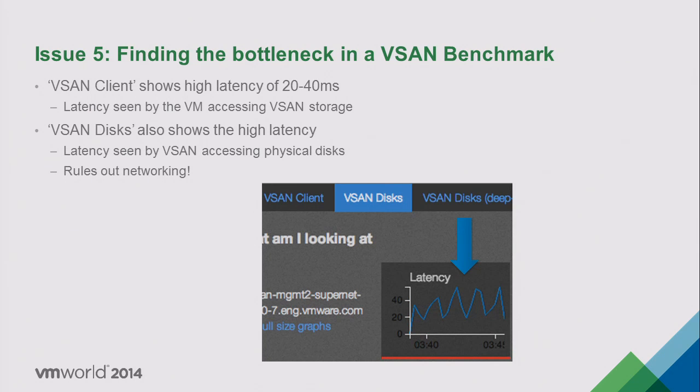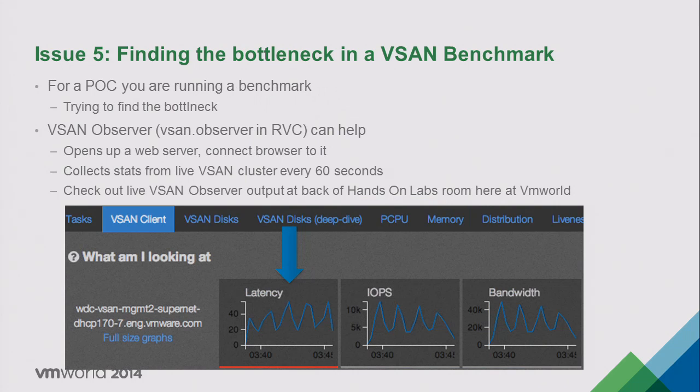All right, so this scenario that I'm trying to show you, well, actually, let me go back here. So this is what you get when you open it up: the vSAN client view, which is the VMs accessing the storage. And you see this graph, the latency. You can probably not read the numbers because they're the wrong color. But what it's showing is that the latency is between 20 to 40 milliseconds.